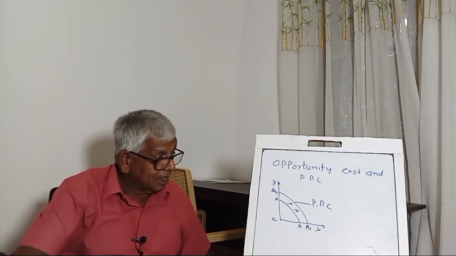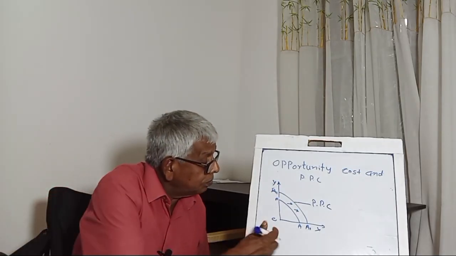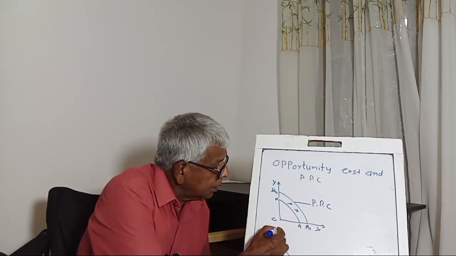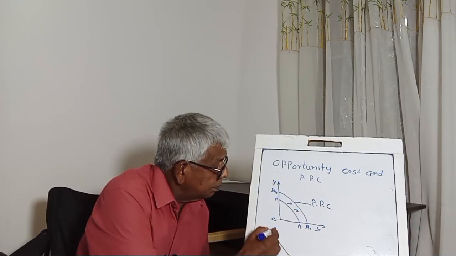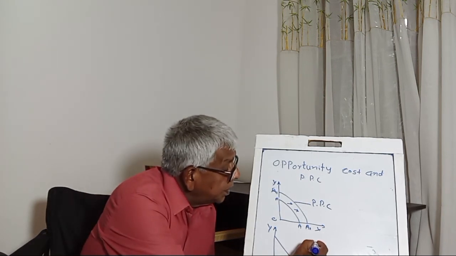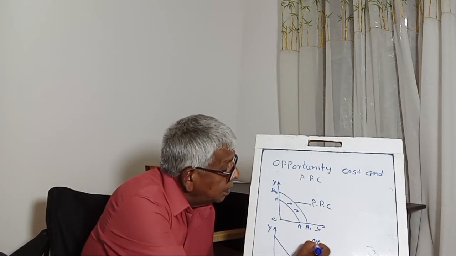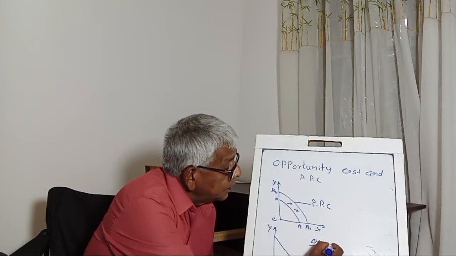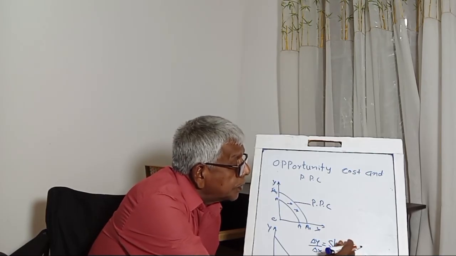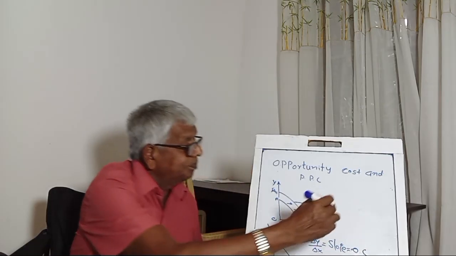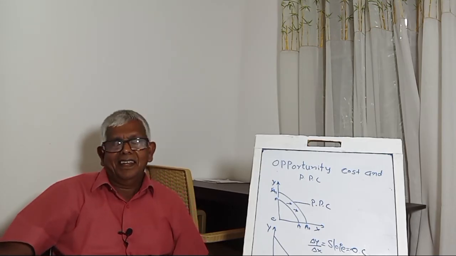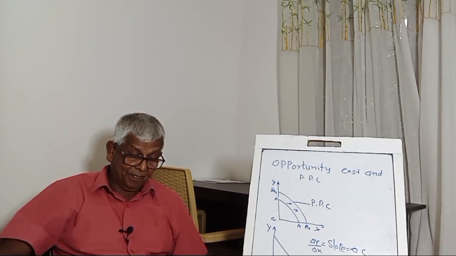Now, production possibility curve: slope equals opportunity cost. Okay. Today my topic is over.